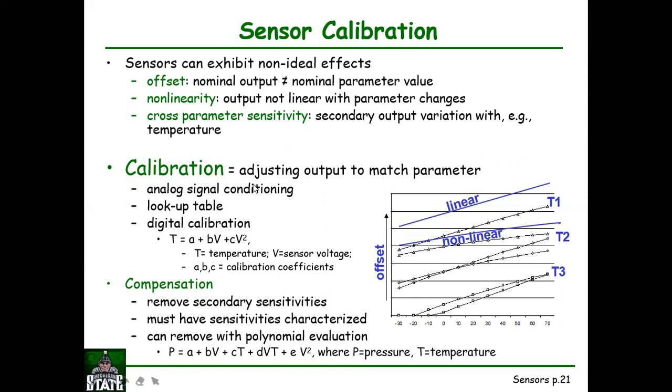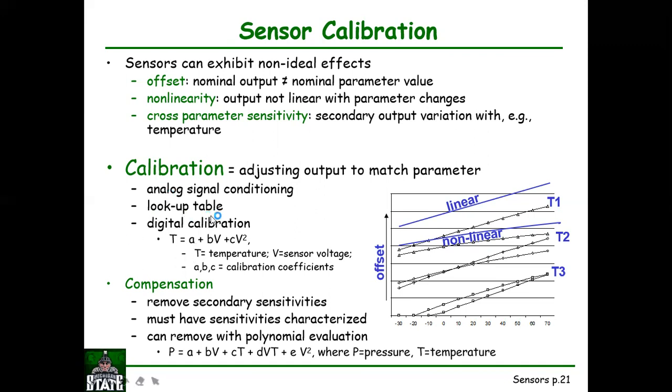What are we doing in calibration? We are adjusting the output to match our parameter. First one is analog signal conditioning. When we are taking a sample, we need to see if there is something wrong in the analog signal conditioning system. If it is right, then you will get perfect output. So if you have some problem at the output, we need to check the analog signal conditioning system.